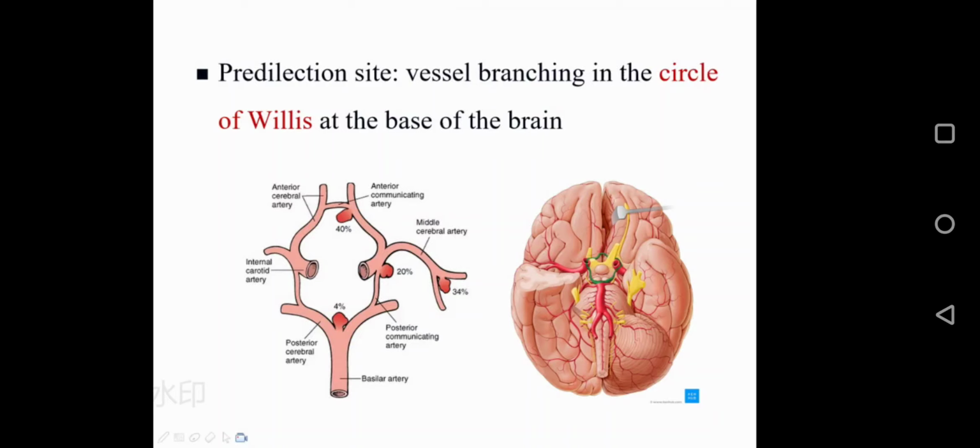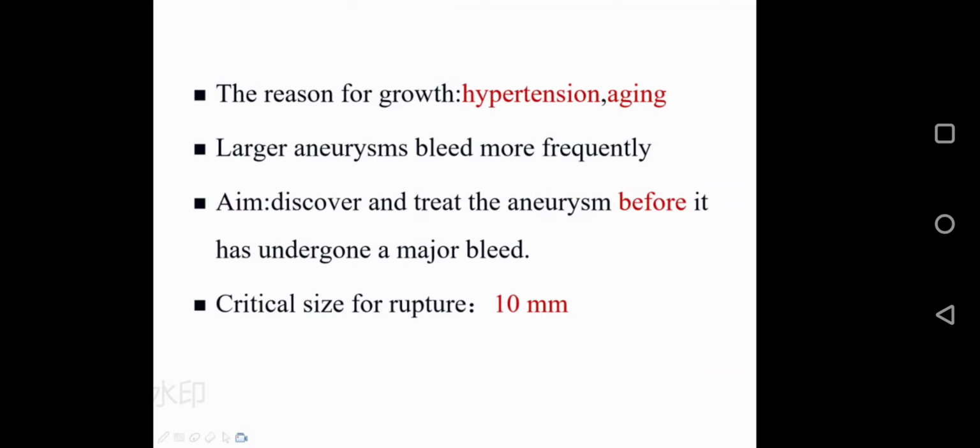The imaging examinations aim to discover aneurysms so that neurosurgeons can treat them before they bleed. A critical size for rupture could be 10 mm in diameter. Once an aneurysm ruptures, the blood usually enters the subarachnoid space, in about 80% of cases. Ruptured aneurysm is the most common non-traumatic cause of subarachnoid hemorrhage.